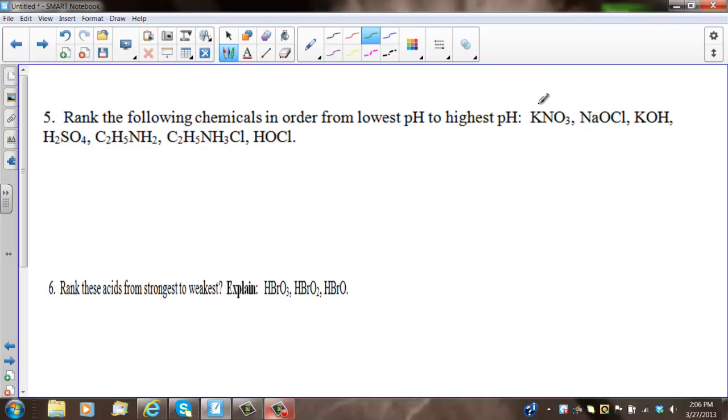We know that KNO3 is a strong, K comes from a strong base, and the NO3 comes from a strong acid. So the K is coming from KOH, the NO3 is coming from HNO3, so this is going to be neutral. We know that KOH is a strong base. We know that H2SO4 is a strong acid. We know that HOCl is a weak acid.